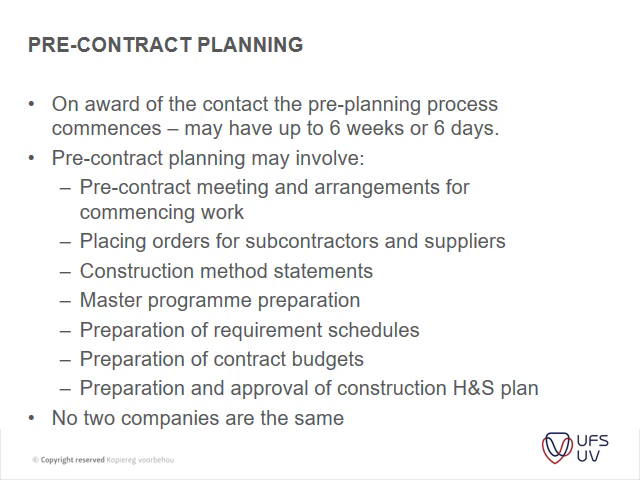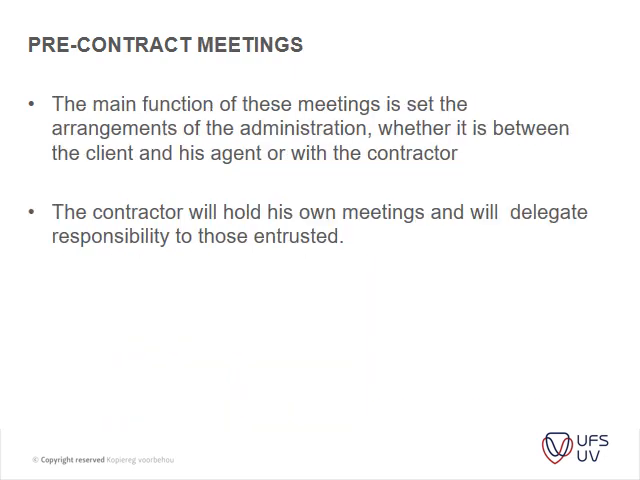The pre-contract planning may involve the pre-contract meeting and arrangements for commencing of work, and then placing orders for subcontractors and suppliers, construction method statements, and then the master program, preparation of the required schedules, preparation of the contract budgets, and then the preparation and approval of the construction health and safety plan. No two companies are the same. Everyone has their own style.